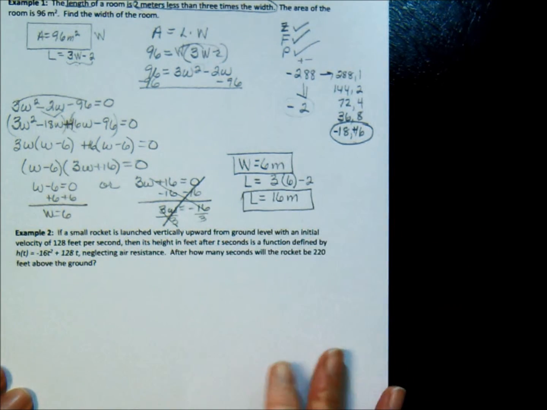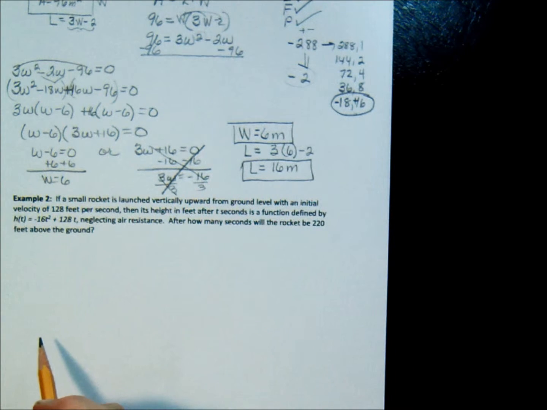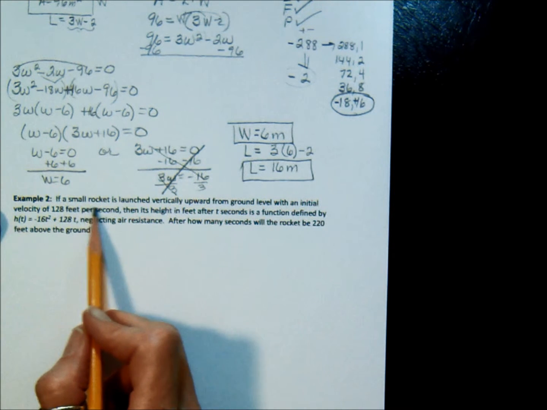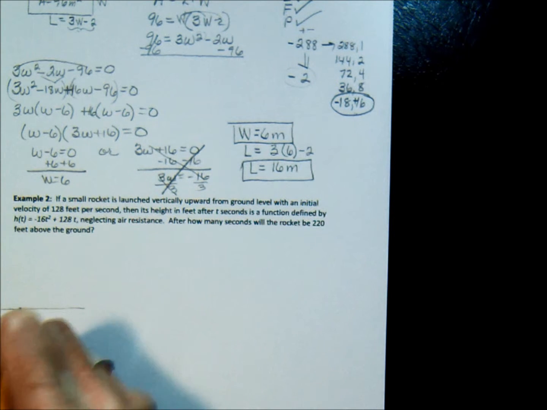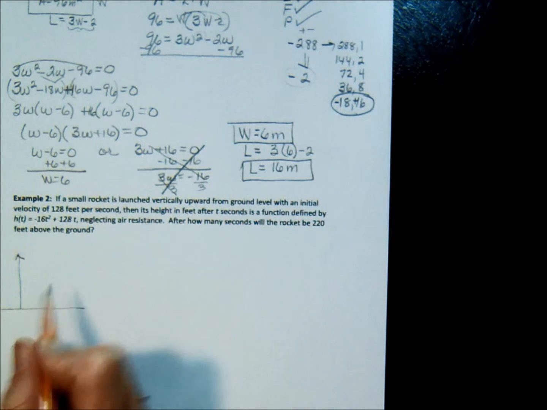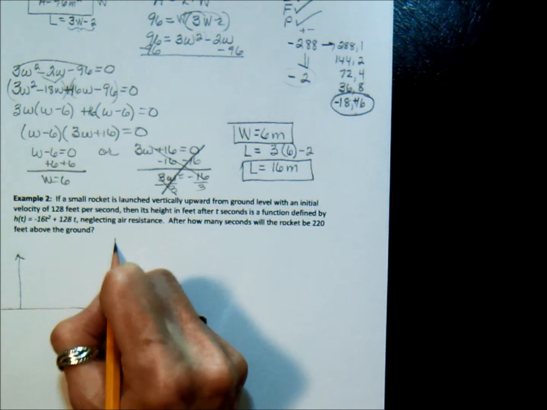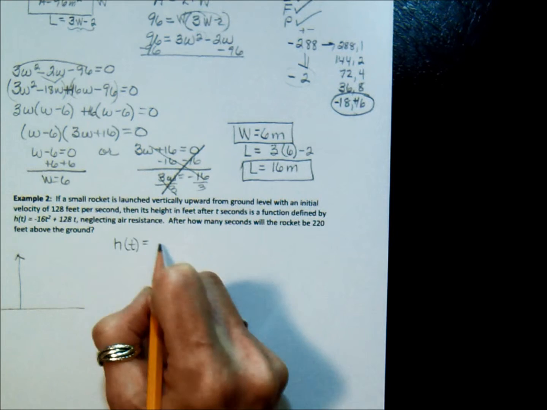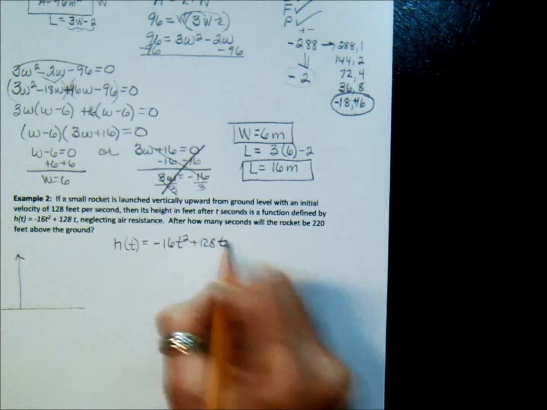All right, let's look at a different kind of problem in example 2, another solving a quadratic equation using the zero factor property. It says if a small rocket is launched vertically upward, so here's ground level, this rocket is launched vertically upward, with an initial velocity of 128 feet per second, then its height in feet after t seconds is a function defined by the height is equal to negative 16t squared plus 128t.